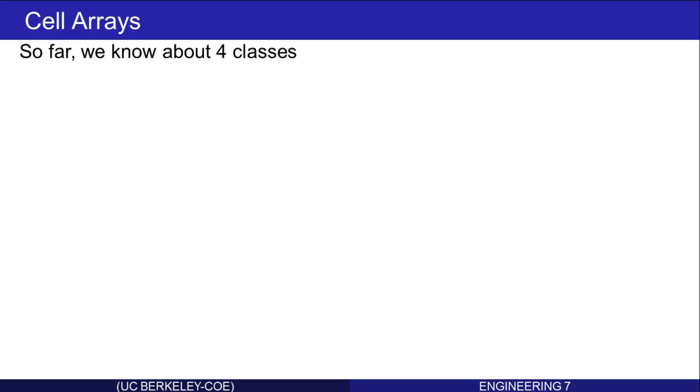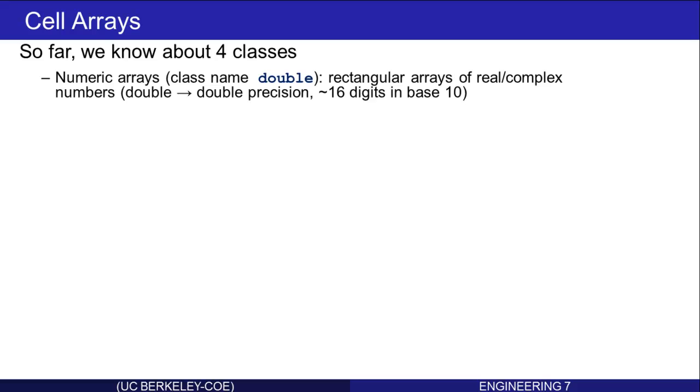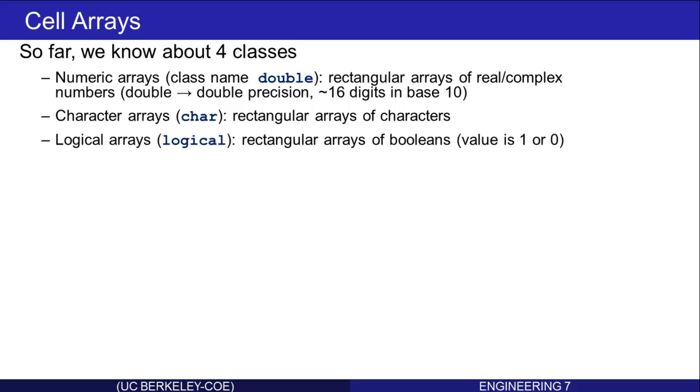At this point, we're familiar with about 4 classes in Matlab. Numeric arrays with class name double, which are rectangular arrays of real or complex numbers. The double referring to double precision, which means about 16 digits of precision in base 10 arithmetic. Character arrays, char, which are rectangular arrays of characters. Logical arrays, which are rectangular arrays of Boolean values, 1 or 0 representing true or false. And finally, function handles, which allow us to store references to functions in variables.